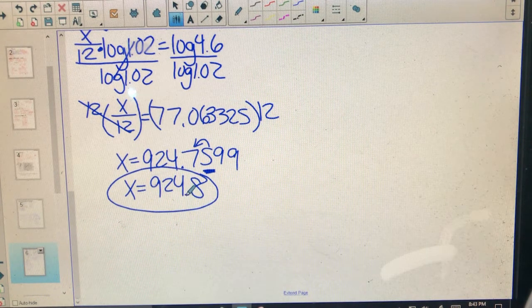You only look at the second place after the decimal point to see if it bumps that first place up. You're never going to round these questions that say round to the nearest tenth to that place, so be very careful about that. This one's 924.8. I also want to mention that at that step where you had the 77.063, you don't want to round at that step. You always wait until the very, very, very last step in order to round.